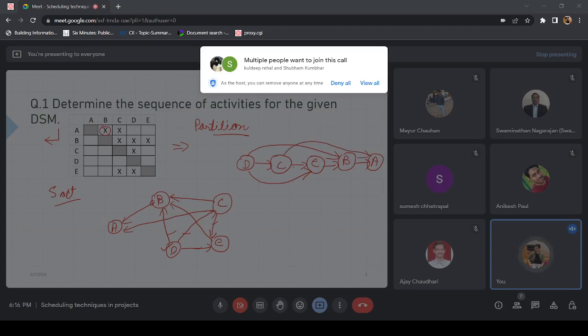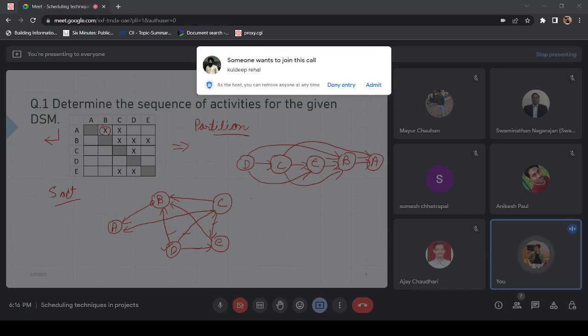C is giving information to B, and C is giving information to E. And similarly, for which activity? Yeah, E. E is giving information to B, and B is giving information to A. So if this was a simple CPM, you would have said that if B is supposed to happen only after E and E is supposed to happen only after C, why do you need this arrow?